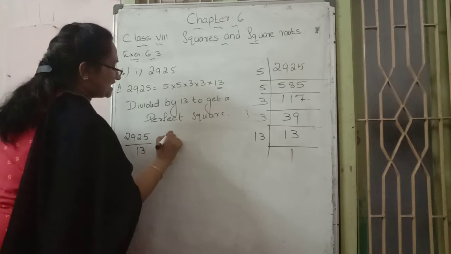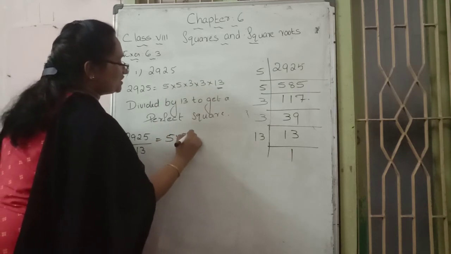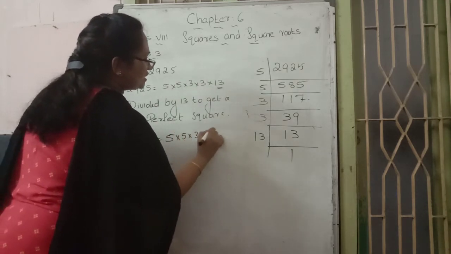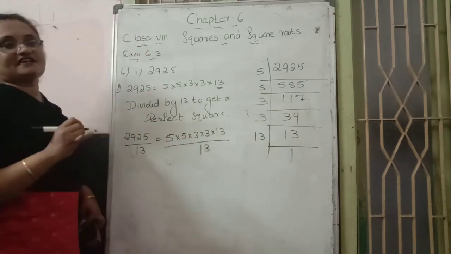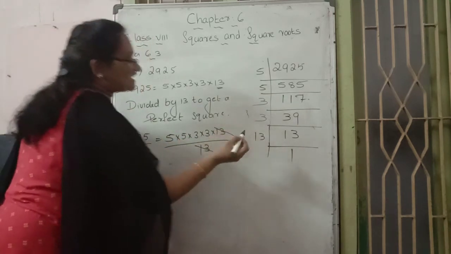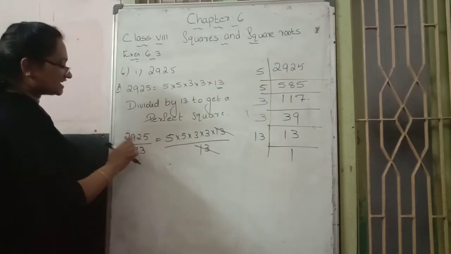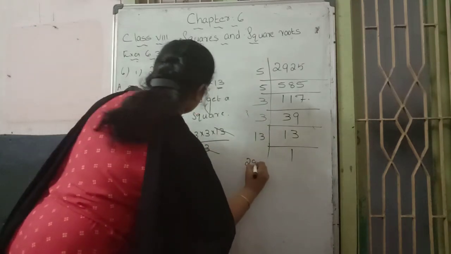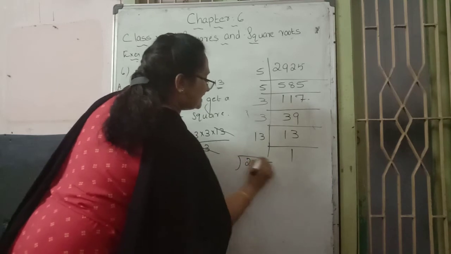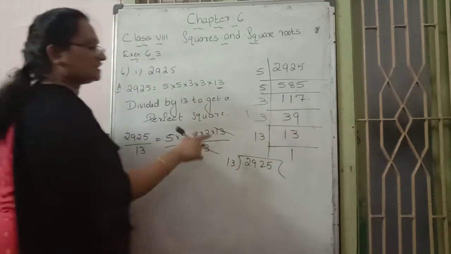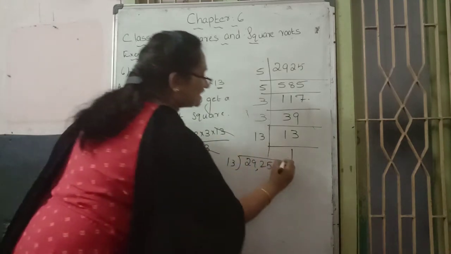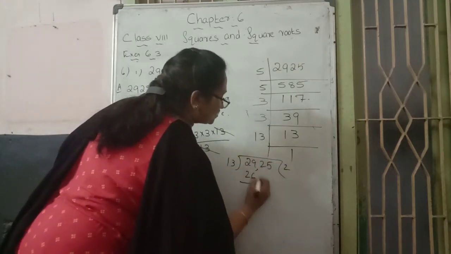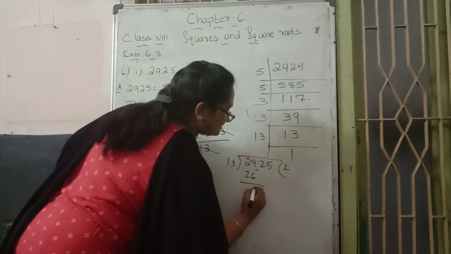The right side part factors are 5 into 5 into 3 into 3 into 13. Division means fractional form, so we can write it that way. 13 and 13 cancel; division means cancellation. Here we divide 2925 by 13. The first two numbers: 13 twos are 26, so 29 minus 26 comes to be 3.